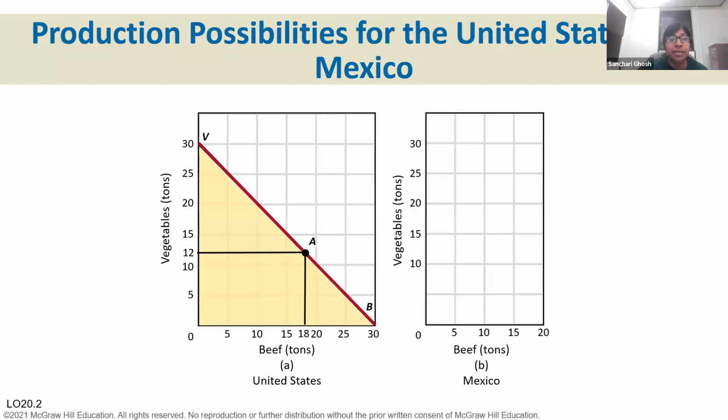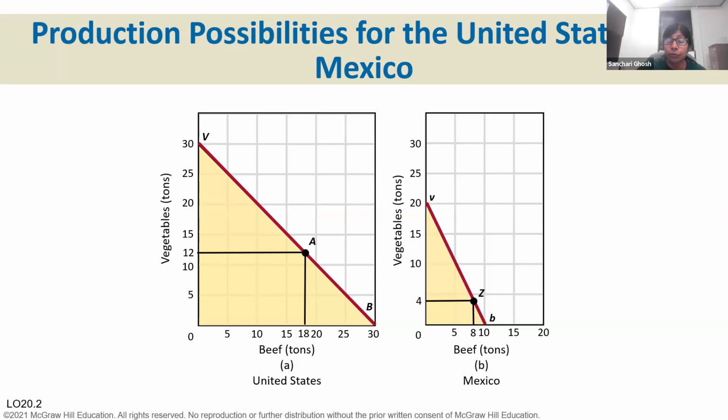So here are the United States and Mexico without any complete specialization and trade. The United States has a 1-to-1 ratio in production of beef and vegetables. Why do I say 1-to-1? If you see the slope, if it sacrifices all 30 tons of beef, it can produce 30 tons of vegetables. If it sacrifices all the vegetables, it can produce 30 tons of beef. So 1:1 ratio, 30 sacrificed, 30 constant. Whereas for Mexico, it's a little different. If Mexico sacrifices 20 tons of vegetables, it only gets 10 tons of extra beef. If it sacrifices 10 tons of beef, it can have more production of vegetables.